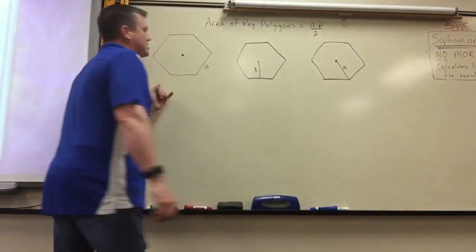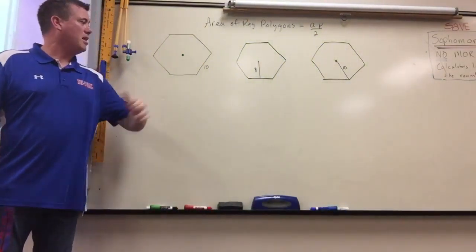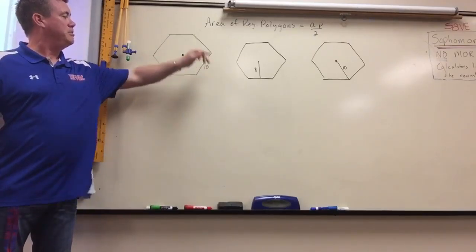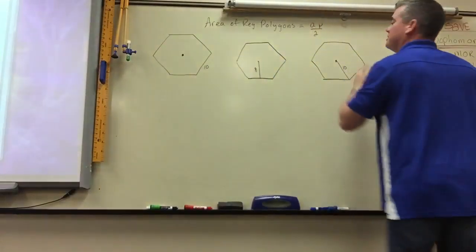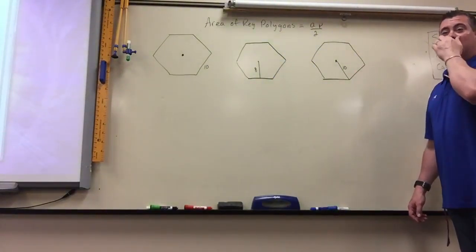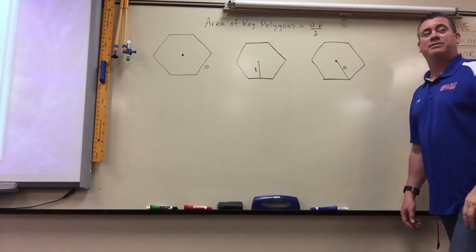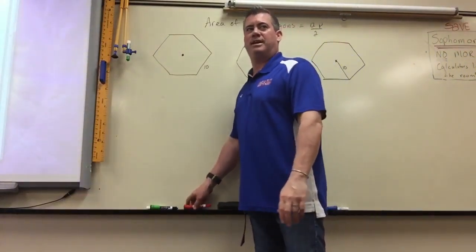So today we're going to do hexagons and pentagons. On a hexagon, you're either going to be given the side, the apothem, or the radius. One of those three things. Now the hexagons are a lot easier than the pentagons if you know the 30, 60, 90 rules.